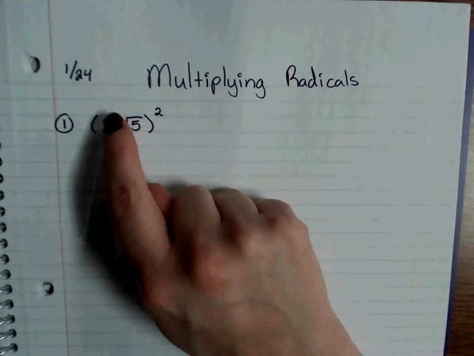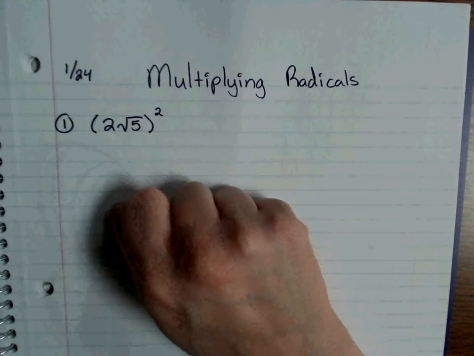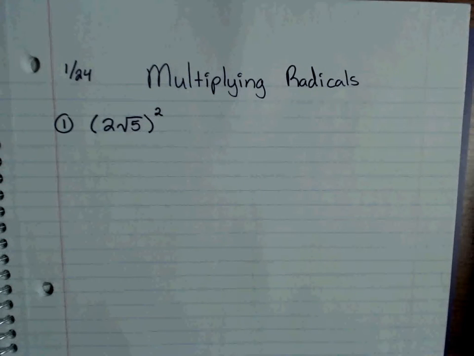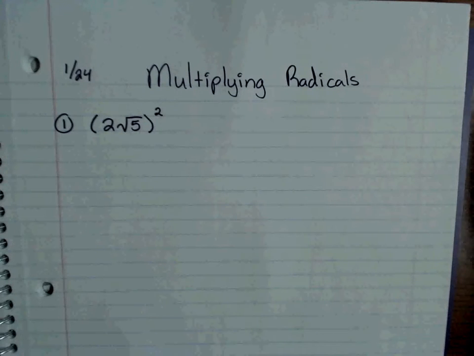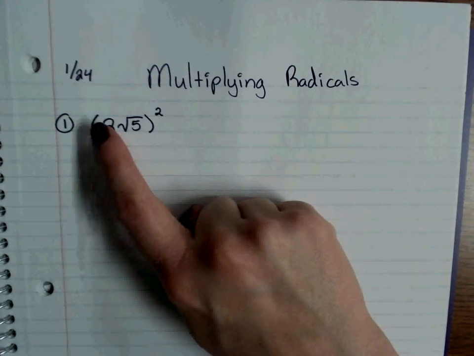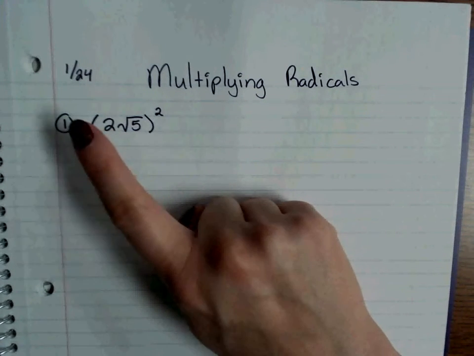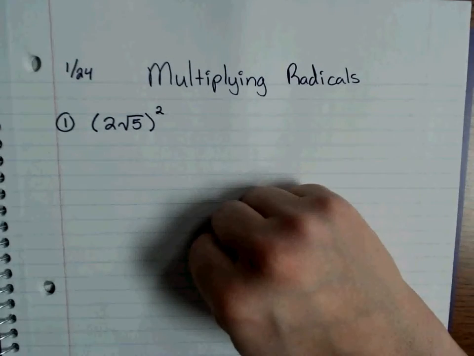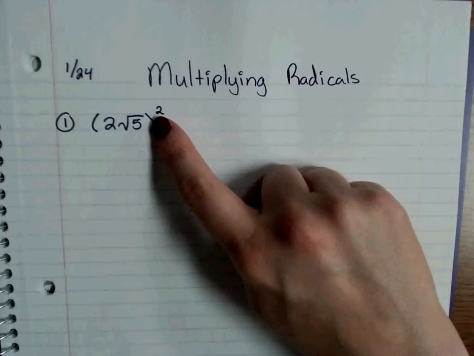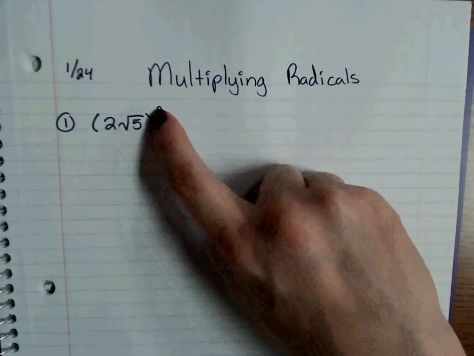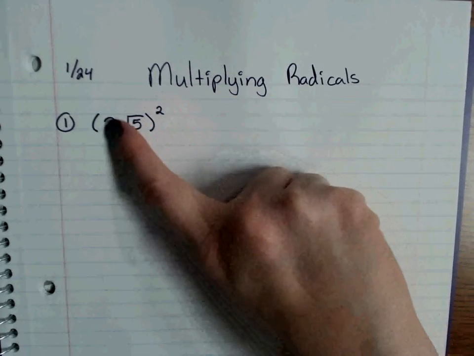0. No, because if anything had a 0 exponent, what would it always equal? 1. It would always equal 1 if it had a 0 exponent. This does not equal a 1. This equals a 2. So in order for it to equal a 2, it has to have an exponent of a 1. Okay? So what we could technically do is take this exponent that's on the outside and distribute it to each individual term. Distribute it to the 2 and distribute it to the square root of 5.